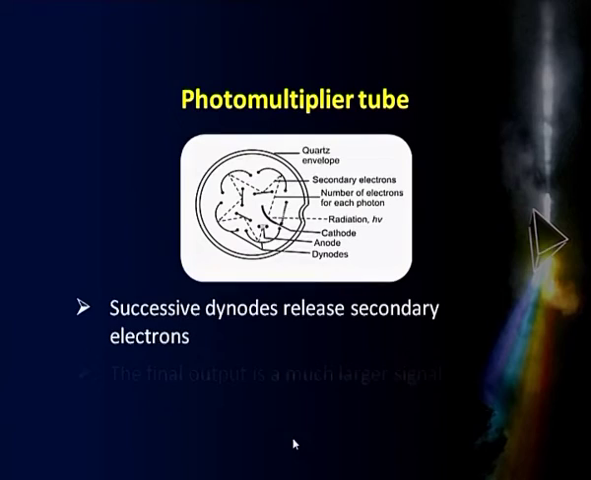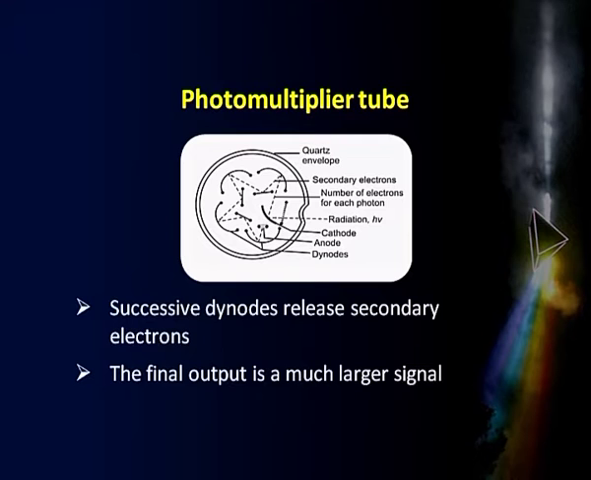So, essentially the role of a photomultiplier tube is that it multiplies the output, and as a consequence the final output is much larger than the initial signal. Even if the signal is weak, the photomultiplier tube gives you a reasonably measurable signal, so that we can get a good spectrum from there.